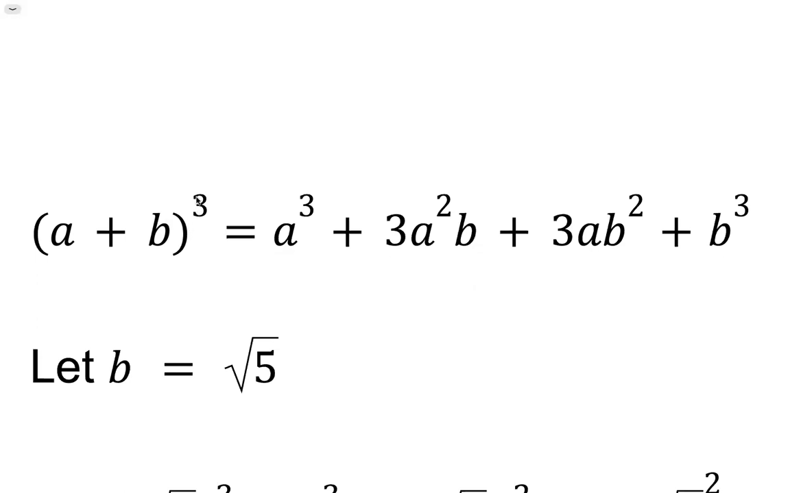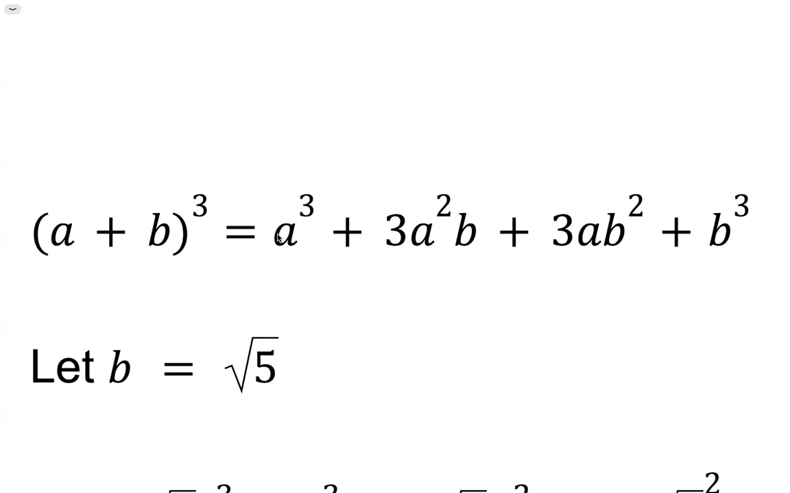Now when I raise it to a certain power, the power of the first term goes in descending order. You see, you have a cubed first, then a squared, then a to the first power, then no more a in the last one. The second term goes in ascending order: in the first term, no b, that's b to the 0 power. Then b to the first power, b squared, then b cubed.